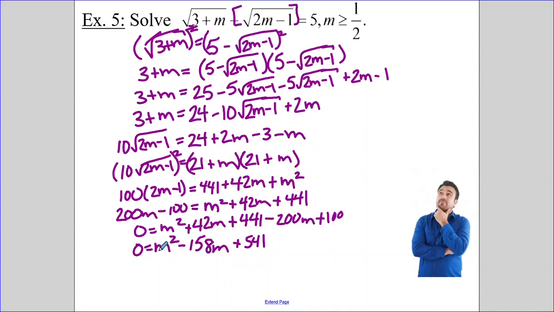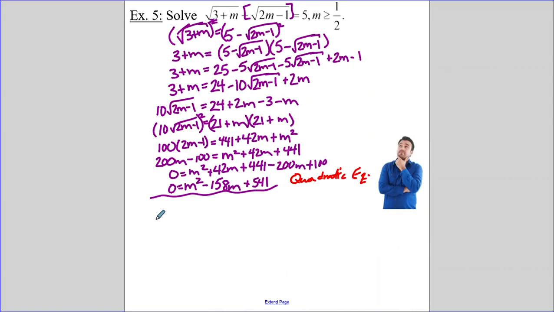This does not work out nicely. Okay, but we still need to come up with roots for this thing. And so how do we come up with roots for something when they don't factor nicely? And the answer to this is we need the quadratic equation. Okay, so the quadratic equation in this case will do the trick, and if you don't remember it, that's okay.